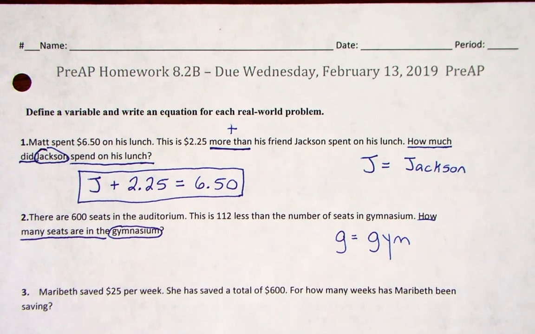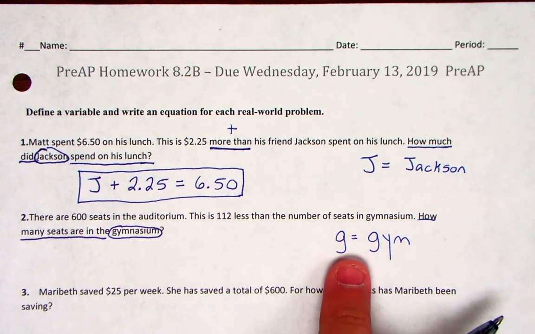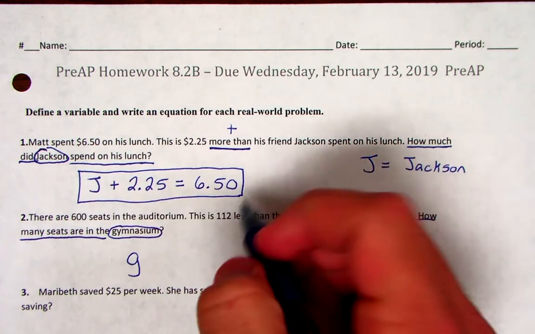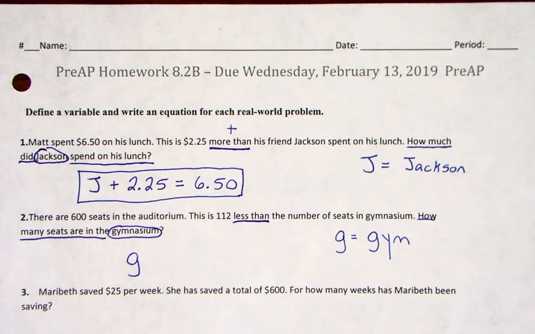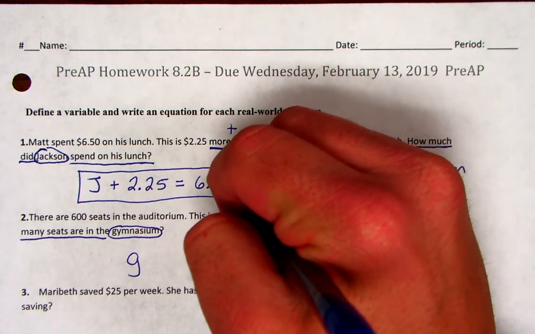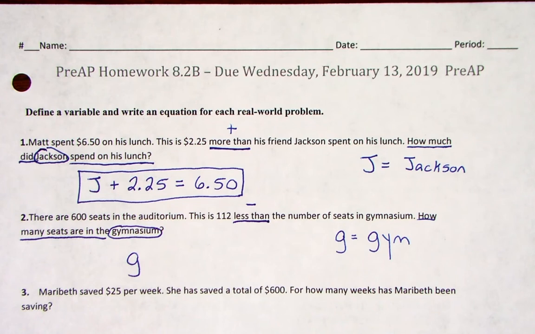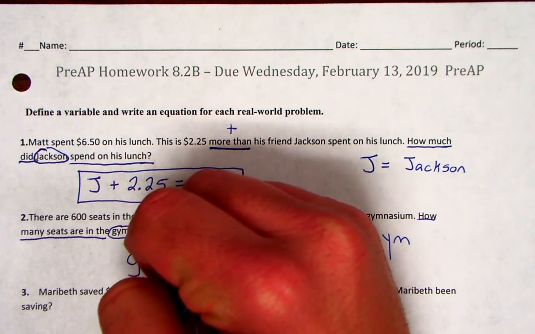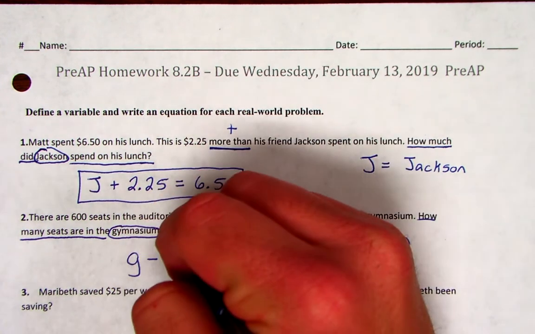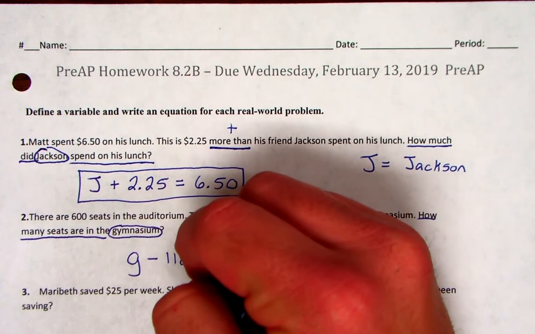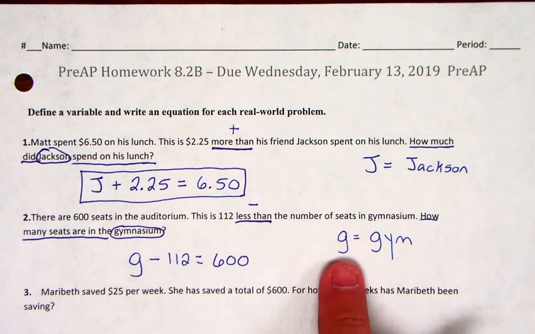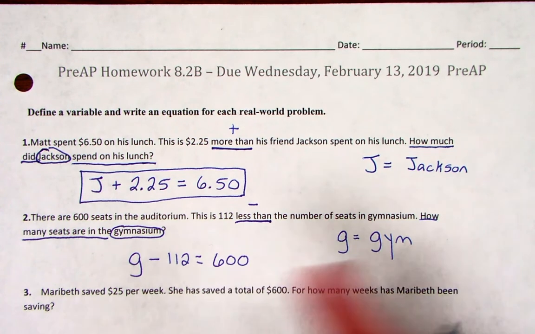Alright, so we have to take how many seats there are in the gym. Again, we don't know how many that is. And now here's our key word here. Less than. Less than means to subtract. So again, we're going to take how many seats are in the gymnasium, or the gym, and we're going to take away 112 of them. And that'll give us how many seats are in the auditorium, which is 600. Now look at that. You have your variable labeled, and you set up your one-step equation. Done.